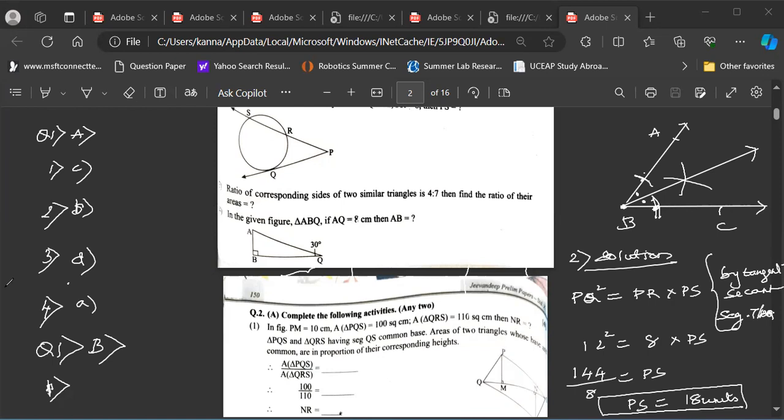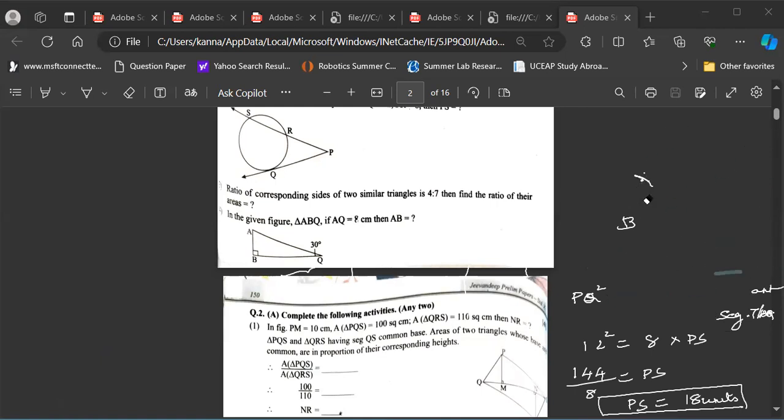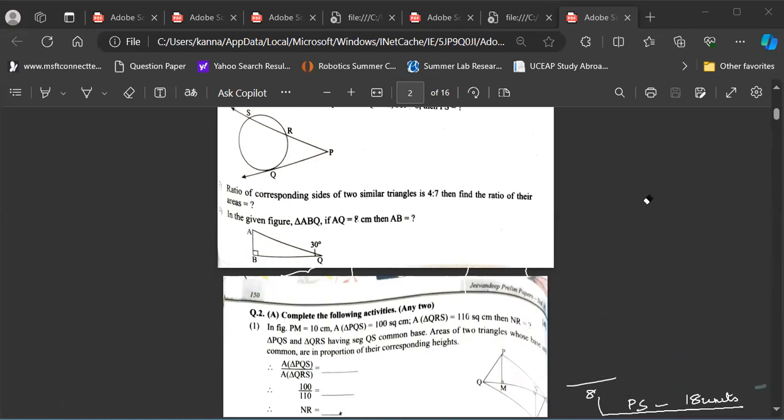I am doing question number 1, B sub question, the third part of this question. What is the third part? Ratio of the corresponding sides.